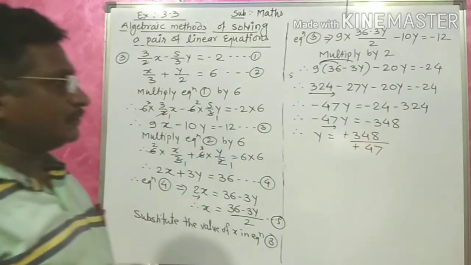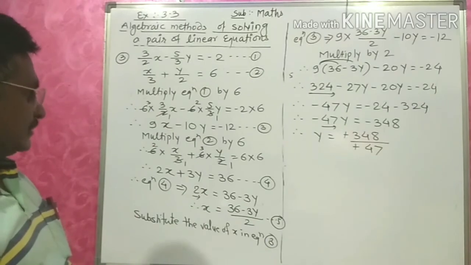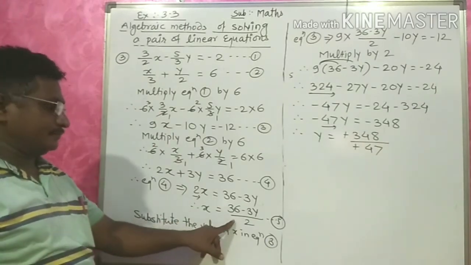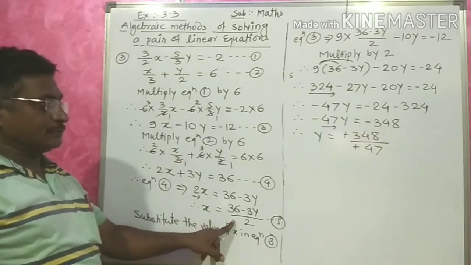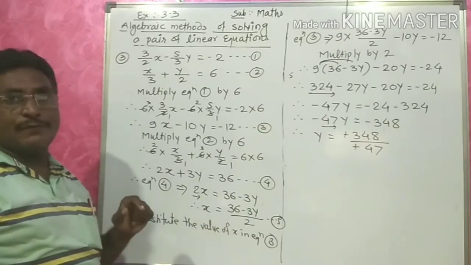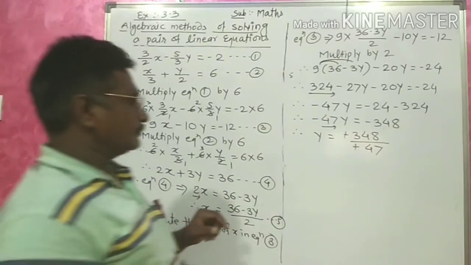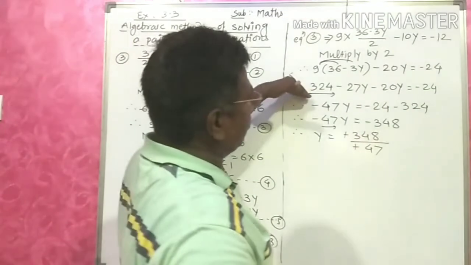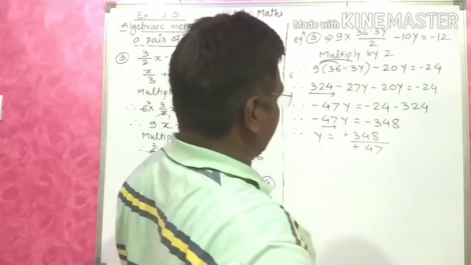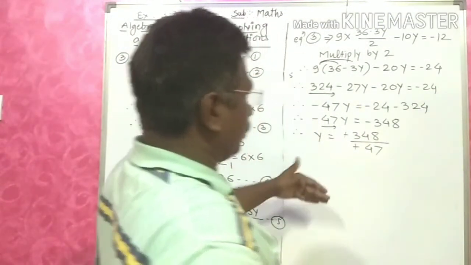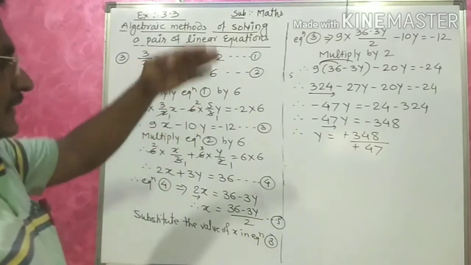Now substitute this value in equation 5. So check it, student, once again. Whatever we did, whether it is right or wrong, check the multiplication once again.